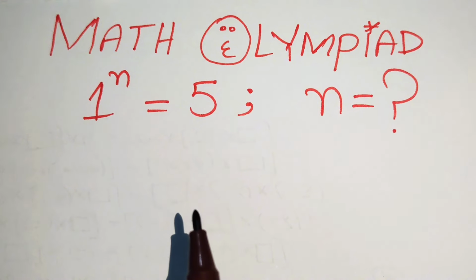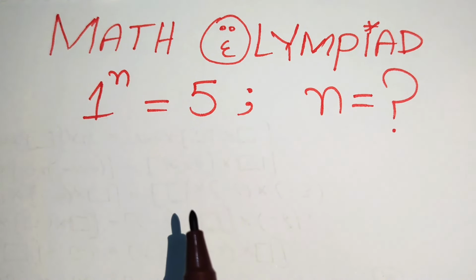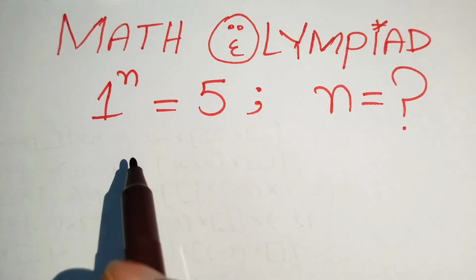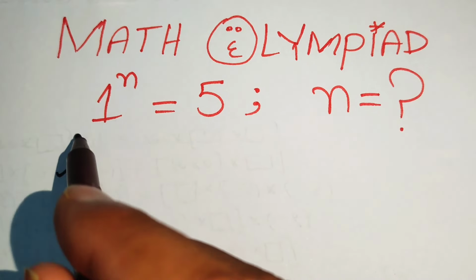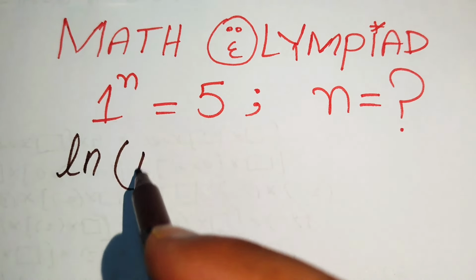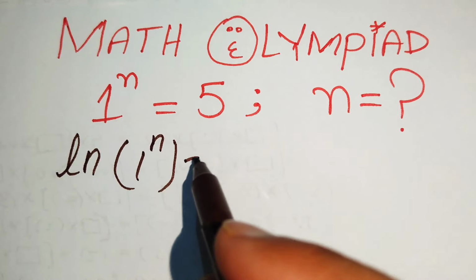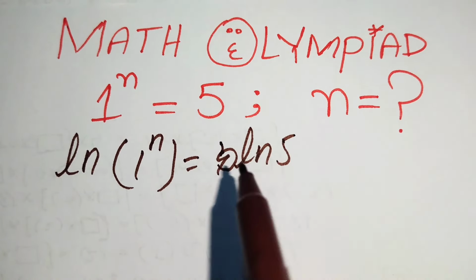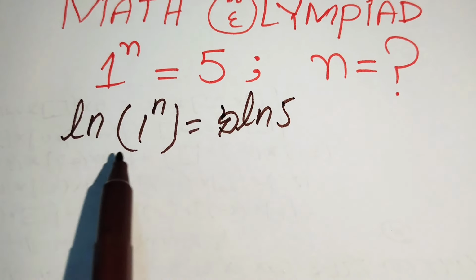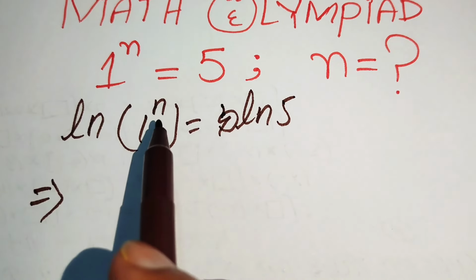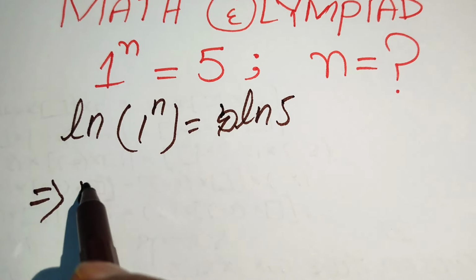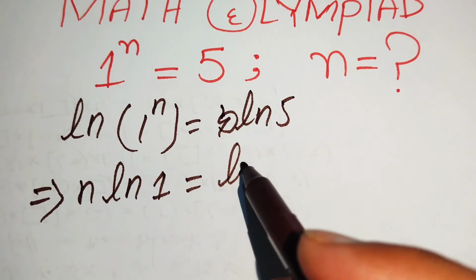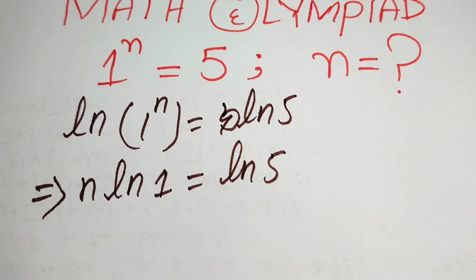The very first step we are going to do is take the log on both sides of this equation, so that it will be written as log of 1 to the power of n equals log of 5. After that, we use the property of log and move this n to the front of the log, and it will be written as n times log 1 equals log of 5.